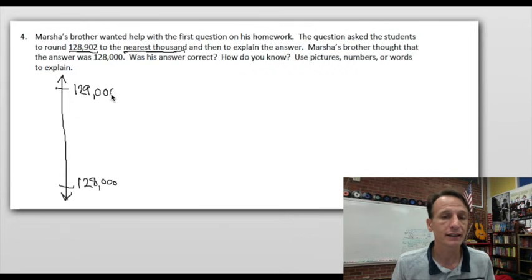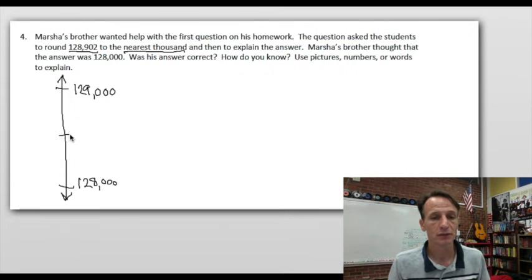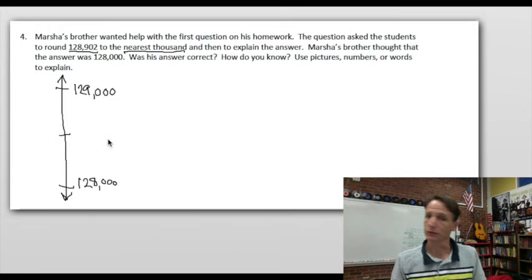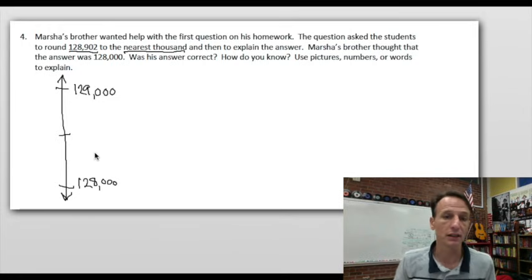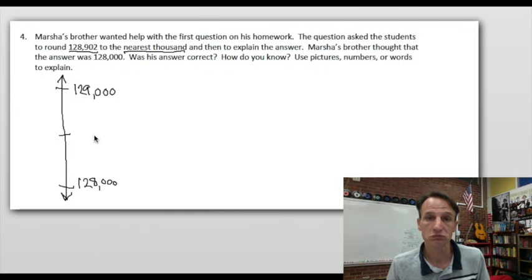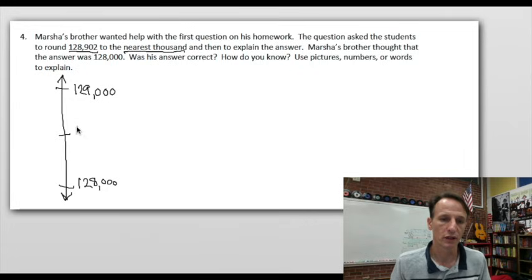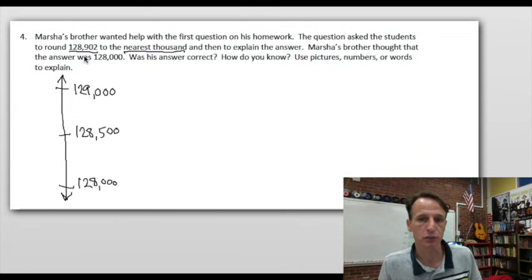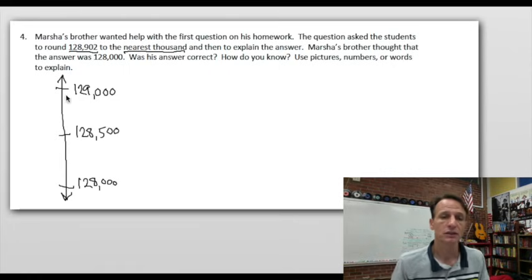129,000. And again, as we've done on this entire homework, we've been rounding to the nearest thousand all the way through. So now you know you can find those midpoints lickety-splickety. What's halfway between? It's going to hit the 500, right? So 128,500. Now we place the number that Marsha's brother, who goes unnamed, we'll just refer to him as Marsha's brother, on this number line. So 128,9 compared to 128,5, it's more, right? So it's going to be almost all the way up here, right?